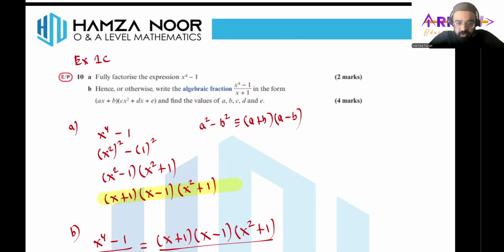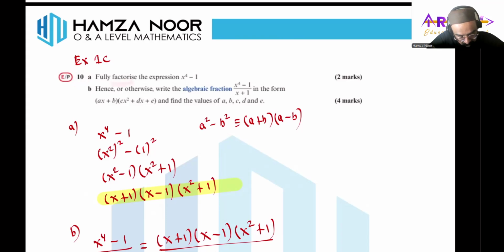After this question, we are going to start the topical past paper handout of this chapter number 1 of International A-Level Edexcel P3. So immediately after this question, we are going to start the past paper handout. First of all, we have this question. This is an exam style question, question number 10 of exercise 1C.